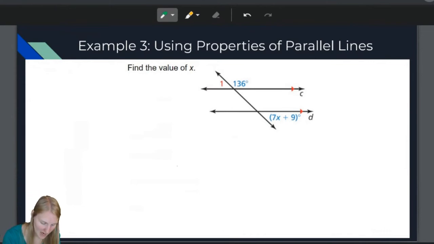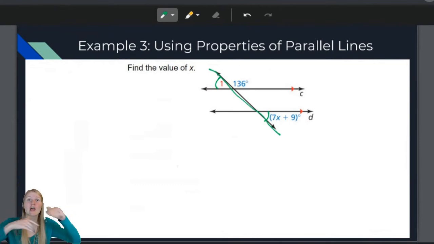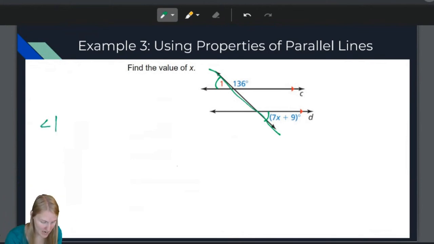Now look at this. Angle 1 and 7x plus 9. These are, let's see, alternate exterior. Alternate sides of the transversal and outside the two parallel lines. So the measure of angle 1 equals 7x plus 9, because they are alternate exterior angles.